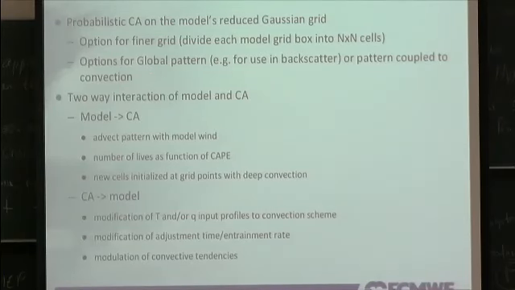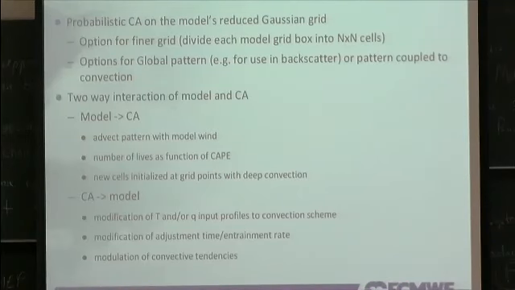And there are two options: to have a global pattern, or one which is coupled to the convection. And you have this two-way interaction then between the model and the CA. So the model acts on the CA by, for example, advecting the pattern with the model winds. Or, as I said before, you can make the number of lives a function of CAPE, for example. And you can also make places where you seed new cells depending on some model field, for example, points with deep convection.